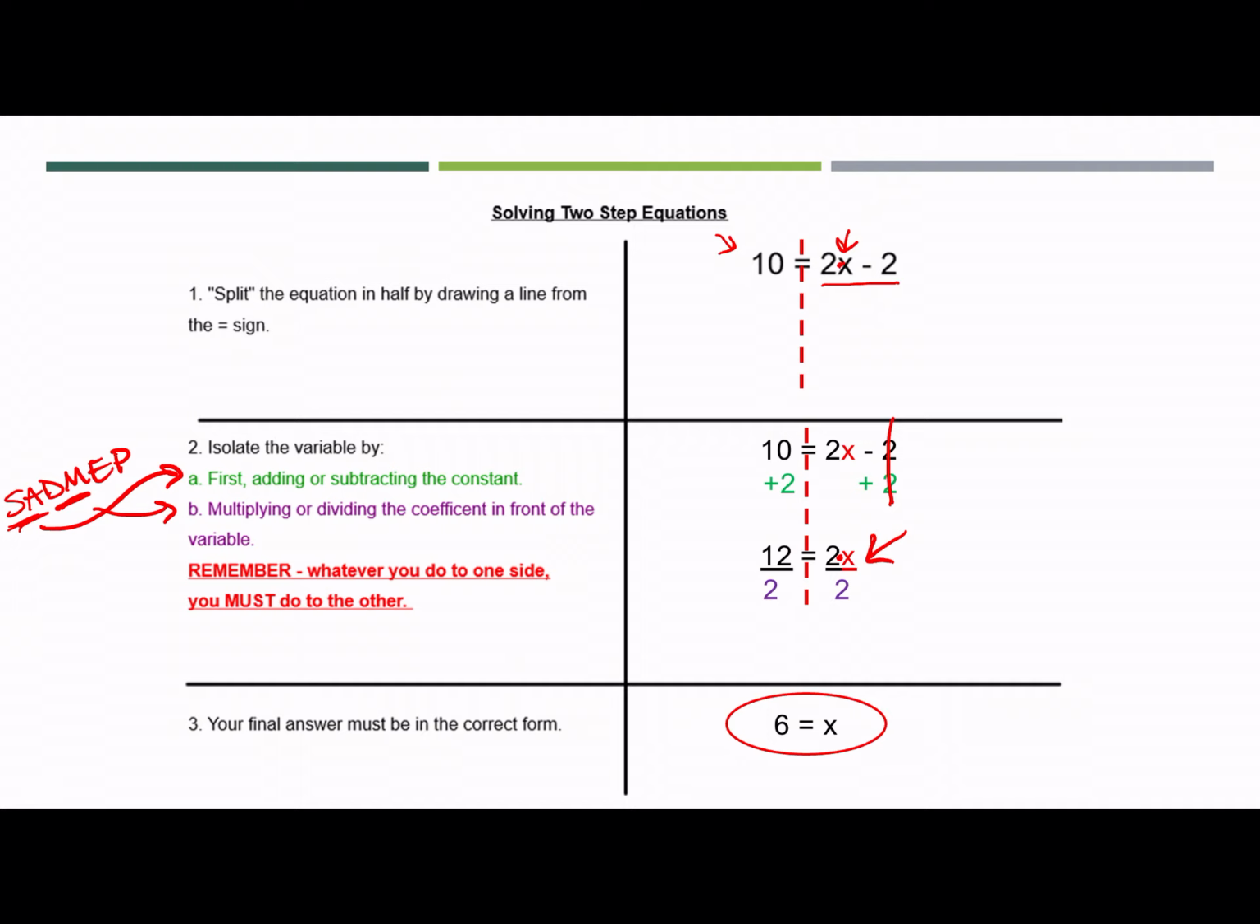So again, my answer has to be in the correct form. It has to be a variable is equal to a number. And like we said a couple minutes ago, it doesn't matter if the variable is on the left or on the right. Either way, it's the same.